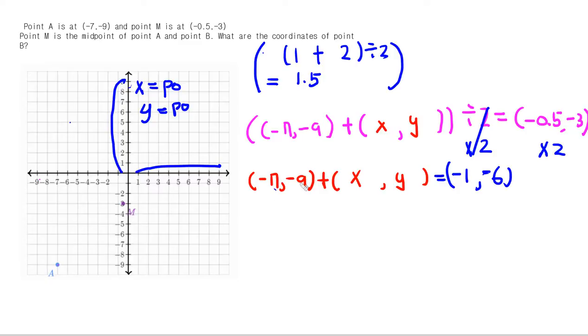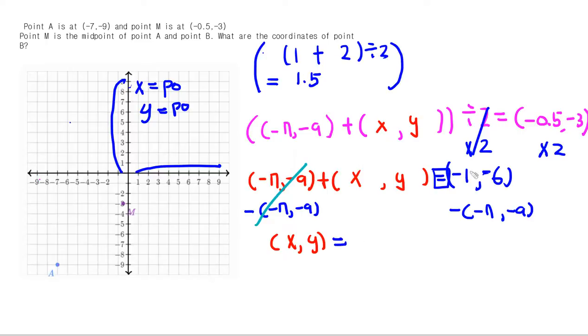We can subtract (-7, -9) from both sides. The reason we subtract from both sides is to keep the equation equal. So let's subtract (-7, -9) from both sides and simplify. On the left side, these terms cancel out, so it's x comma y, and that should be equal to (-1, -6) minus (-7, -9).